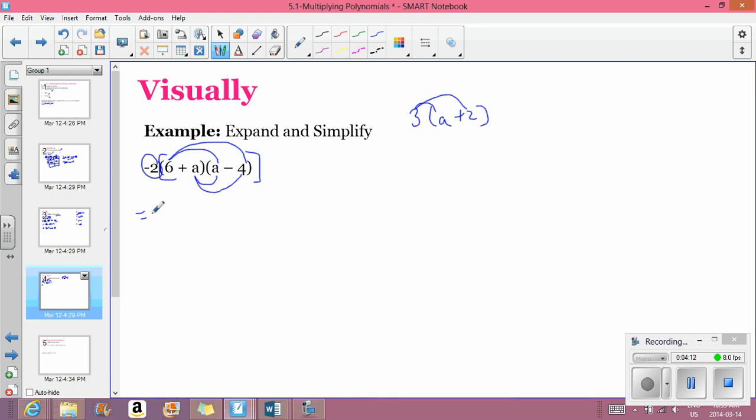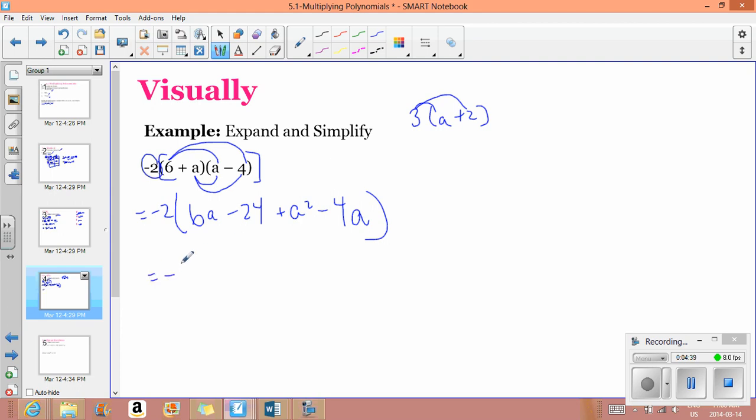So we're going to have our negative 2. It's going to stay out front the whole time. We're going to take 6 and we're going to multiply it by every term. So 6 times a is 6a. 6 times negative 4, negative 24. a times a, plus a squared. a times negative 4 is negative 4a. So notice that we've just given this value and we've shared it with every single term in the second bracket, and same with the second one.